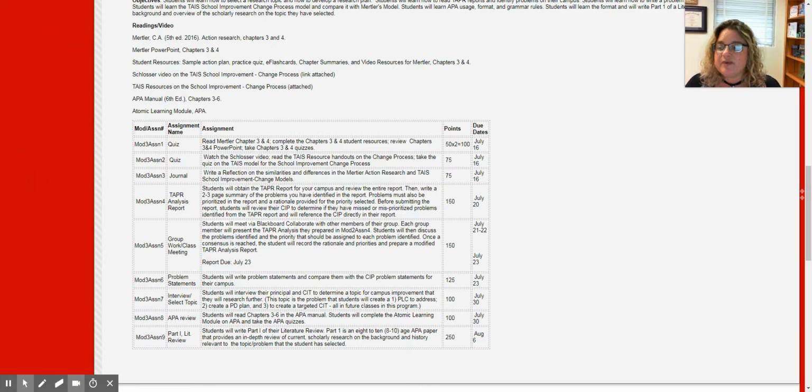Remember, when you are writing your TAPER analysis report, you are not proposing all the solutions there. You are prioritizing your areas of need, but you are citing data within that. And it's nice to have visuals to support your prioritized needs. Then you're going to write problem statements that are very concise. Remember that a problem statement needs to be concise and to the point, but has data to support it.